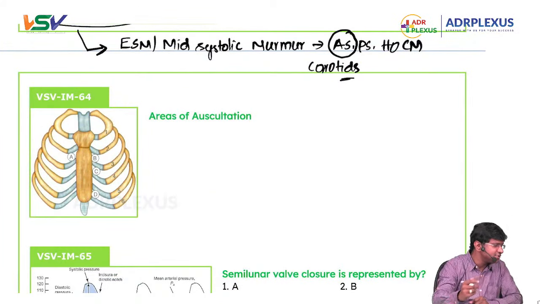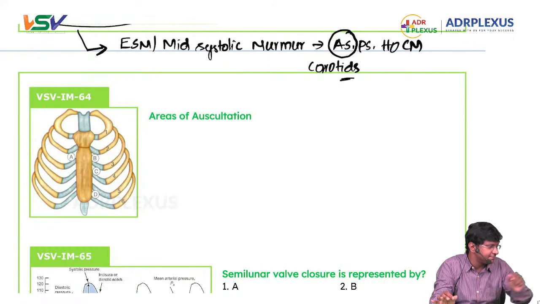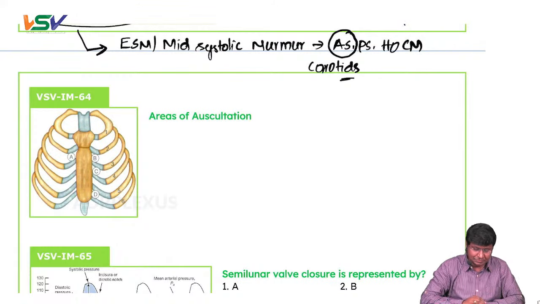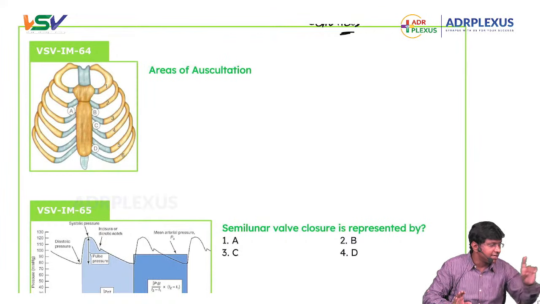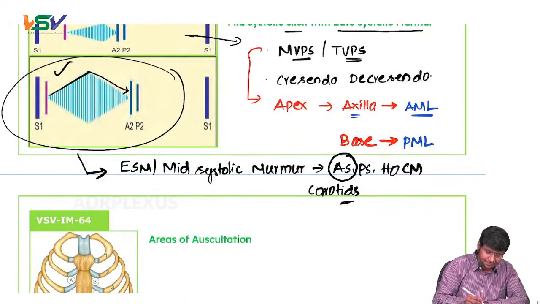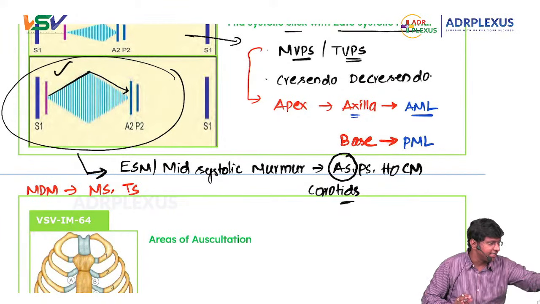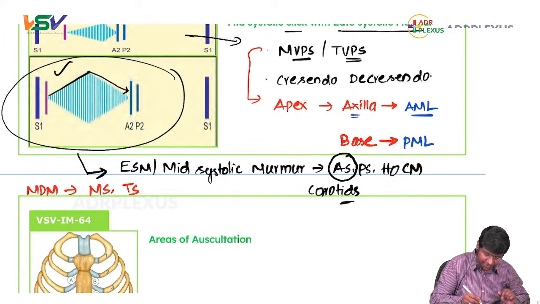And next thing is you need to be aware of diastolic murmurs. So what are the conditions where you will have early diastolic murmurs? Anyone? Early diastolic murmurs, AR and PR, very good. What are the conditions where you will have mid diastolic murmurs? Mid diastolic murmurs are present in MS and as well as TS. Okay. And lastly, the murmurs that you need to be aware of are the named murmurs, right?